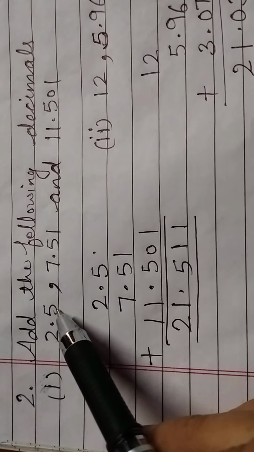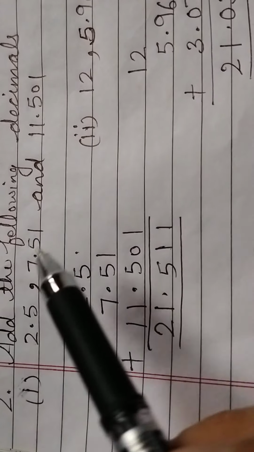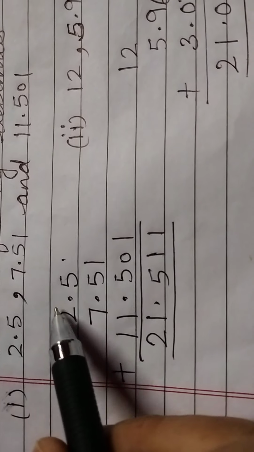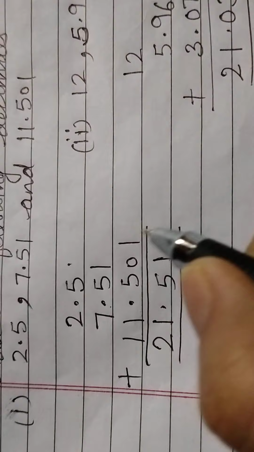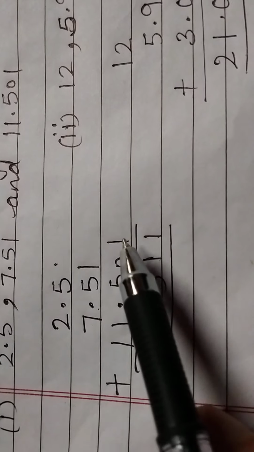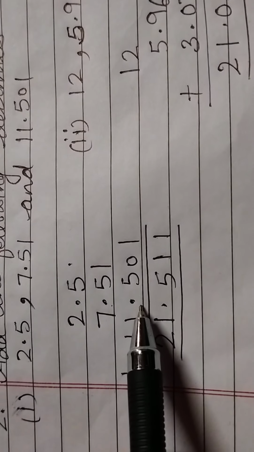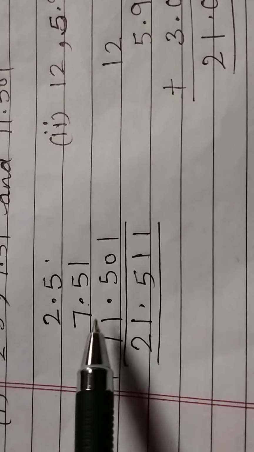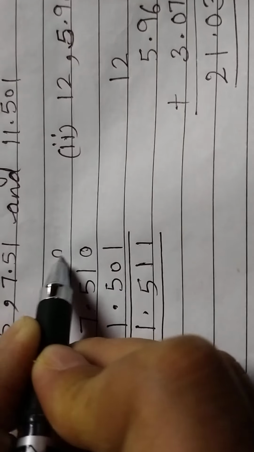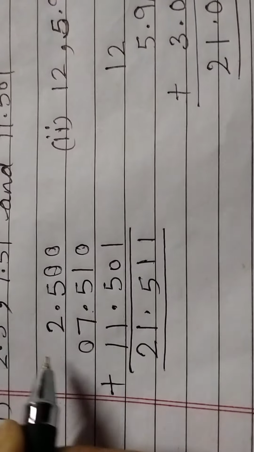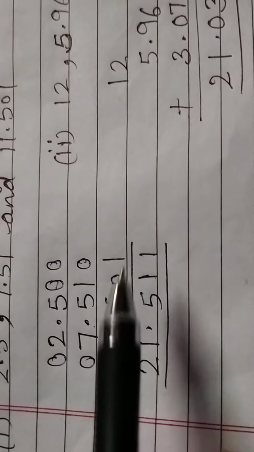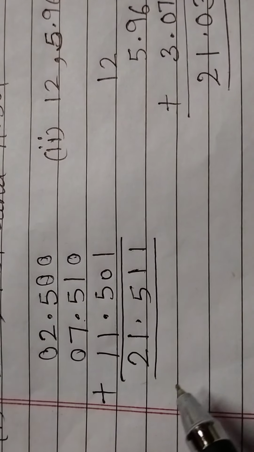Okay, see, 2.5, you will write first. Here 7.51 is given. 7.51, you will write the decimal under the decimal. Next is 11.501. Decimal you will write under the decimal in the same line. Here no digit is there. You can write 0, 0, 0. Here also you can write 0, 0. In this way it will become like decimals. Okay, now you will add. After adding we can get the answer.